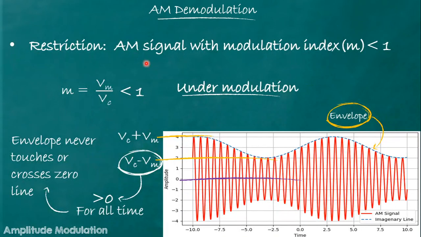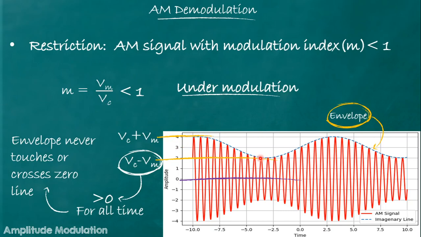Before starting the discussion, let us put some restriction that in our discussion we will use the AM signal with modulation index less than 1. Since we know that modulation index is nothing but the ratio of VM over VC, which is less than 1, it is the case of under modulation. Here VM is the peak of the information signal or message signal, and VC is the peak of the carrier signal. Since the modulation index is less than 1, VM is less than VC.